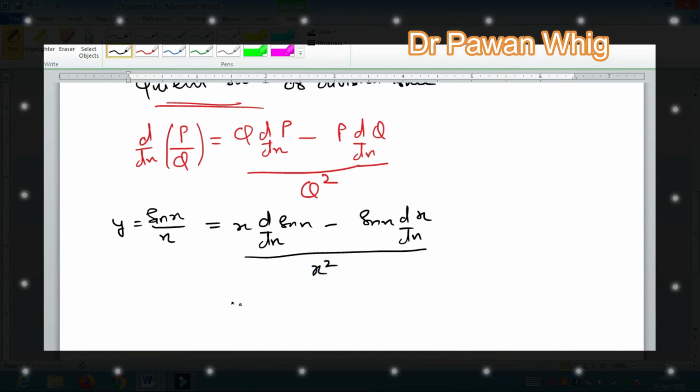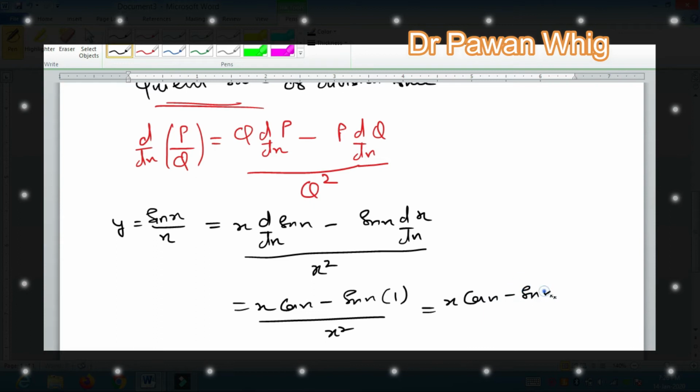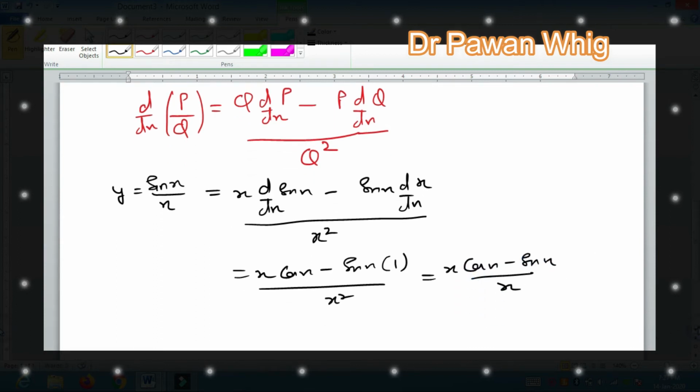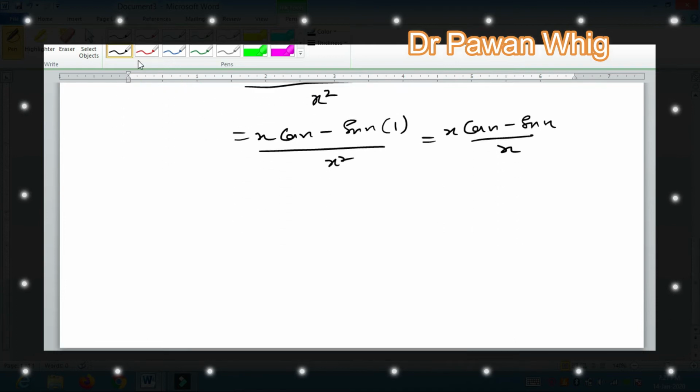So the answer would be x same, the differentiation of sin x is nothing but cos x, then sin x same, the differentiation of x is 1, upon x square. So your answer would be x cos x minus sin x upon x square. We'll make it a little bit complicated. We'll do one more question on the basis of the quotient rule.